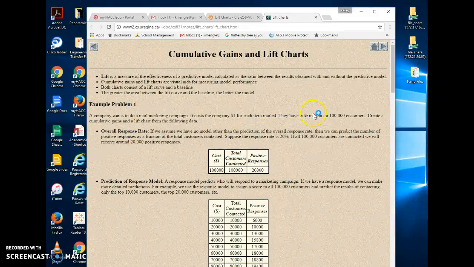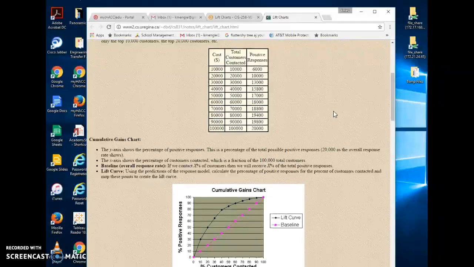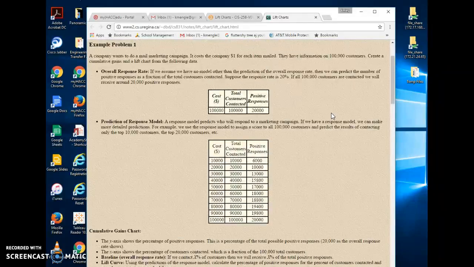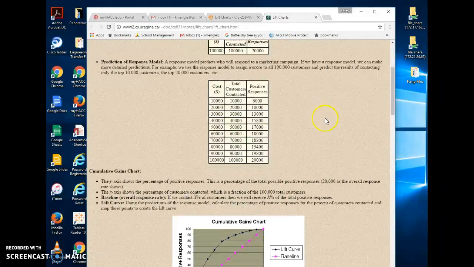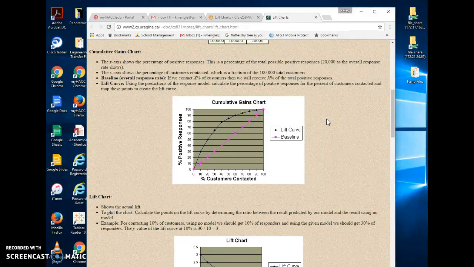The first one is on lift charts. For lift charts, what I'm really wanting to make sure that you understand is how to read a lift chart. I'm not so much concerned that you know how to calculate it, but that you know how to actually read that particular chart. In this first chart, you can see the pink line is what we consider the baseline, and then the rounded line is the actual performance of the algorithm.